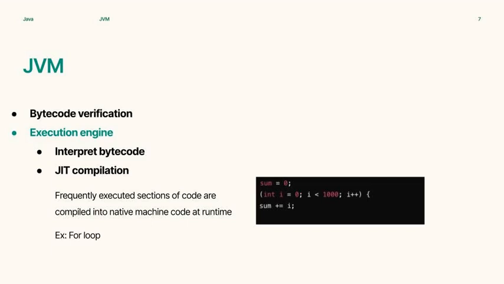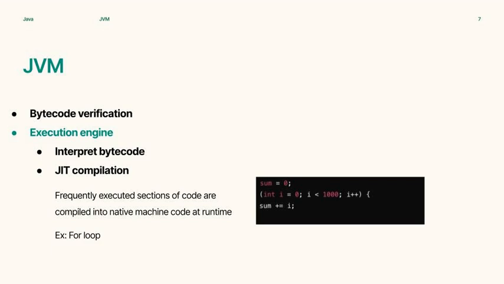To boost performance, the execution engine also employs just-in-time compilation. In this process, frequently executed sections of code are compiled into native machine code at runtime. This native code is then executed directly by the processor, significantly speeding up the overall execution of the program.